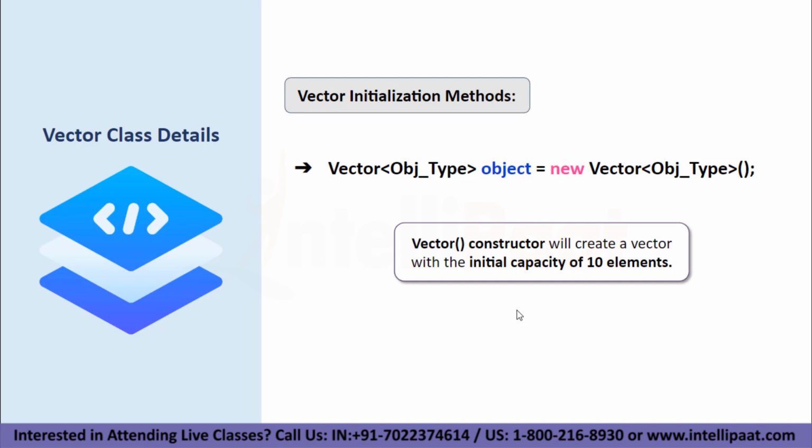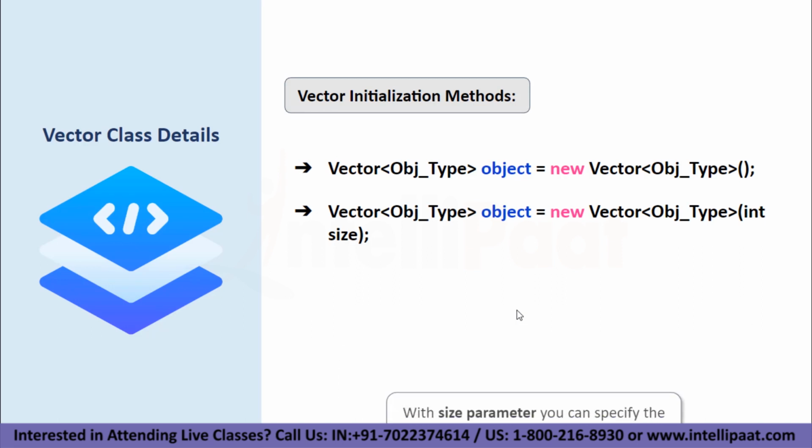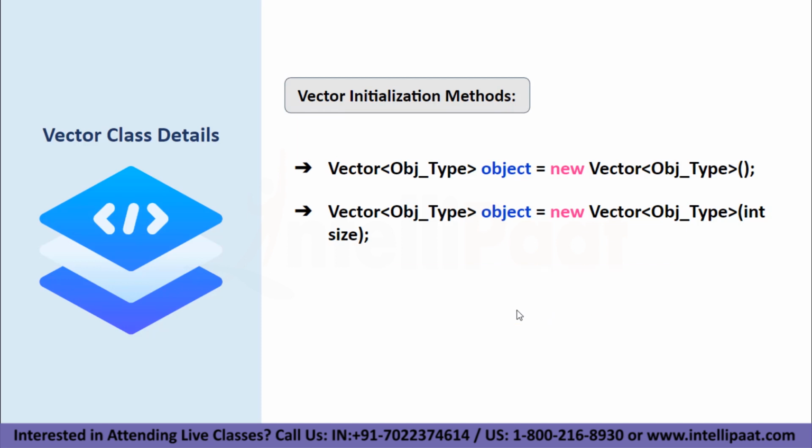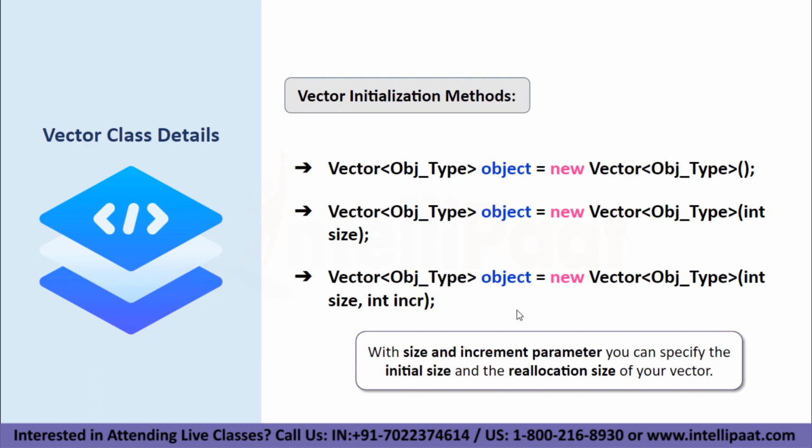The next way to initialize a vector is providing a custom vector size. It goes like Vector with data wrapper type, object name equal to new Vector, and inside parentheses we'll pass the size parameter. The third initialization method allows us to provide both custom size and increment size. This method of initialization will specify the number of elements to allocate each time a vector is resized upward beyond the set limit.